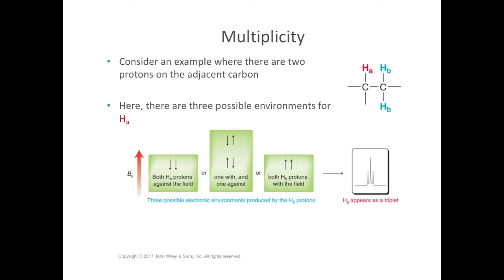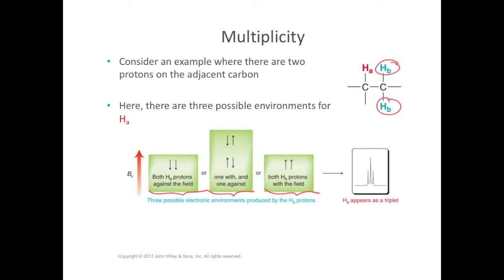Now let's consider the example from the point of view of HA, where it has two neighboring protons, HB. So here HB, there's two of them, and they're both blue, so they are chemically equivalent to each other and will give rise to one signal. Now HA will be coupled to both HBs. However, there are three different scenarios that HA could experience. Both of the HB protons could be aligned against the field. One could be aligned with the field and one against, or both could be aligned with the field.